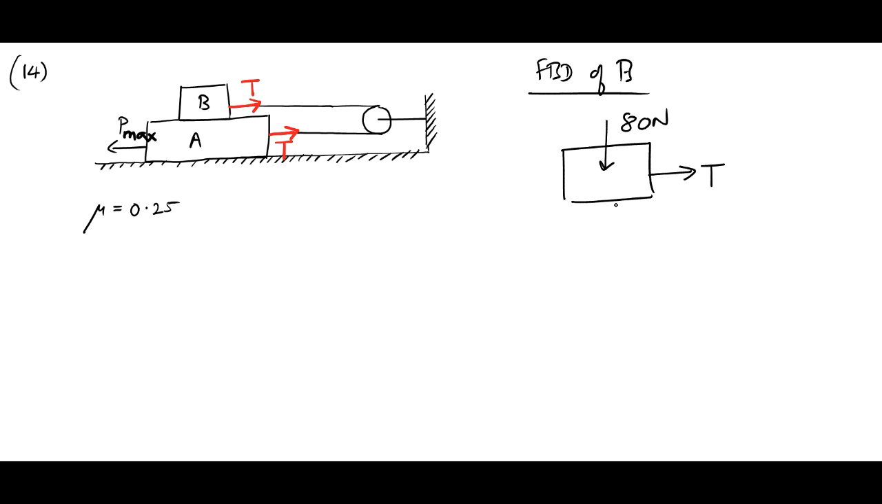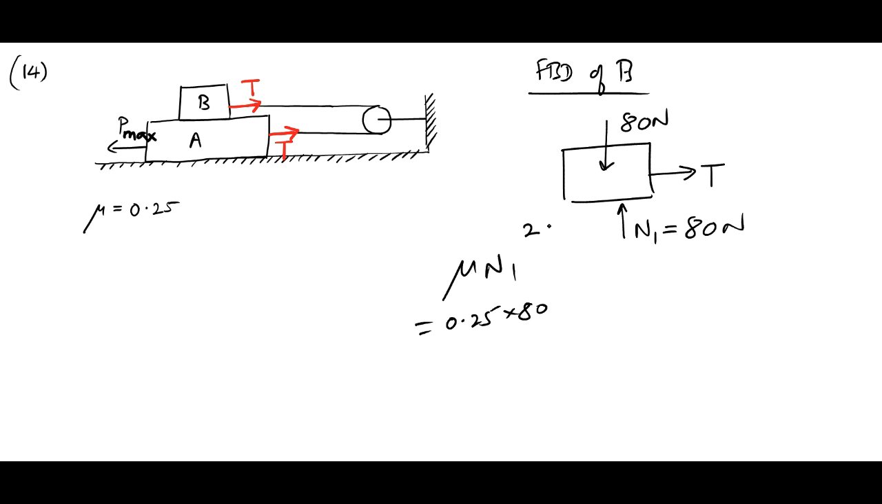The normal reaction that is applied by A on B must definitely balance 80 newtons, because this block B doesn't move up or down. So that's going to balance it. The normal reaction, I'll call it N1, is 80 newtons, and the frictional force is a limiting frictional force, so its value must be mu times N1, and that's 0.25 multiplied by 80. Now that's 20 newtons.